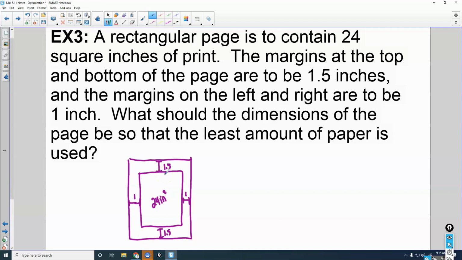So what I want to minimize in this case, I'm minimizing the amount of paper used. So I want to minimize the area of the whole page, right? What do I know though? What area do I know? The center, right? So what I'm going to do is I'm going to call this piece right here X. And I'm going to call this piece right here Y. And I know it is a fact that X times Y has to equal 24.